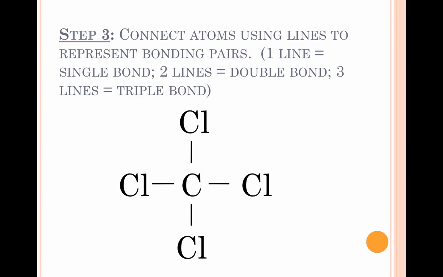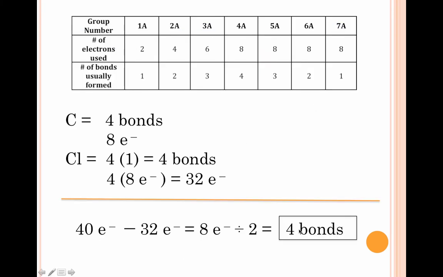You're going to figure out which atom goes in the center simply by its location. And the rule is carbon is always the center, and you figure out which element is closest to carbon. In this case, you have a carbon, so that's automatically going to be the central atom. The chlorines are going to be the terminal. You're going to connect the atoms using lines. Remember that 1 line's a single bond, 2 lines a double bond, 3 lines a triple bond.